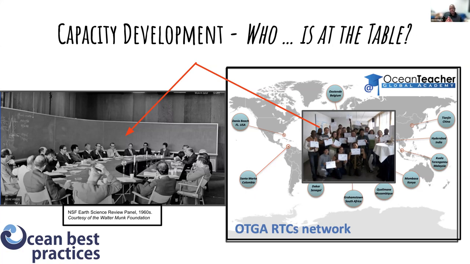And the question is, we kind of know, and this refers to the last talk on equity, diversity, and inclusion, that the table on the left still seems to be the seat of power, which tends to serve its own needs. So how do we get the people in Ocean Teacher to sit at the table where the decisions are being made and where the resources are being allocated?